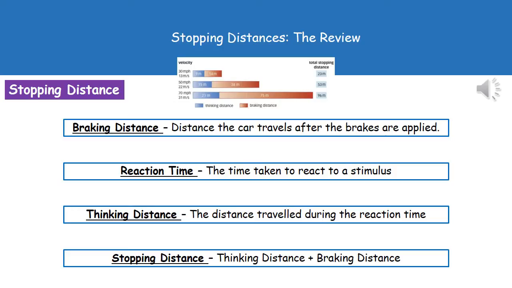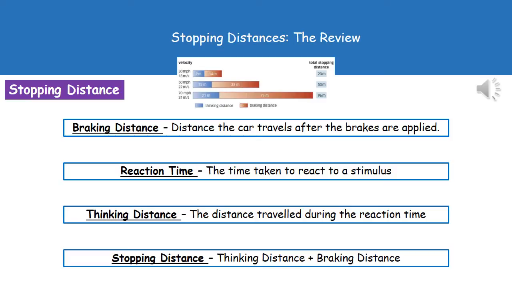The thinking distance is how far the car is going to travel during that reaction time. So how far is the car going to travel between you seeing a hazard and getting your foot to the brake pedal. And finally, the stopping distance is the thinking distance plus the braking distance.